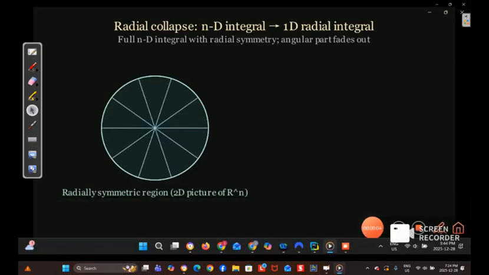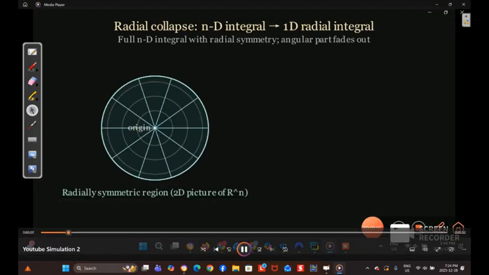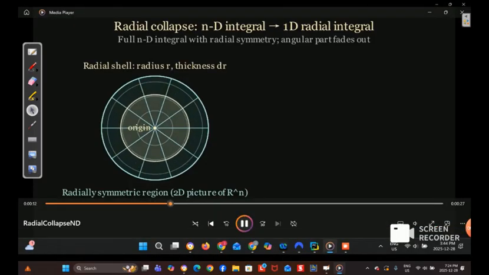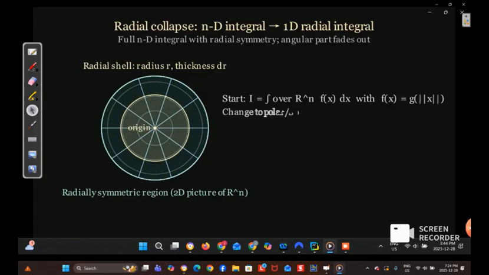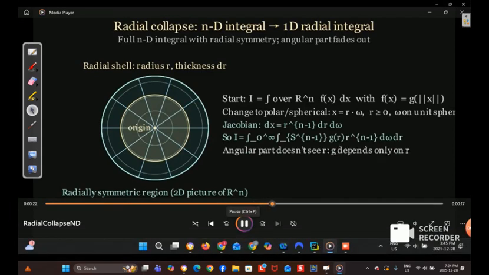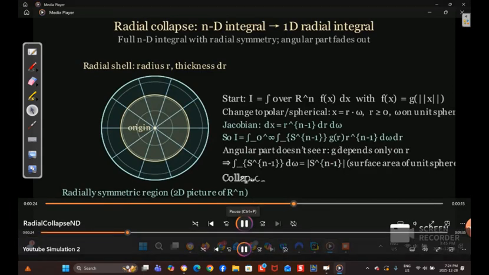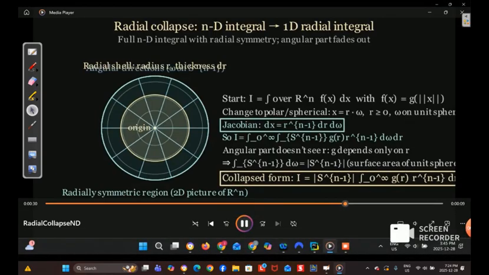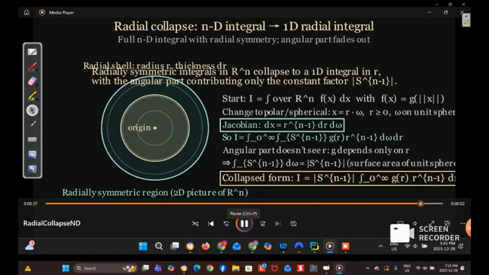So we have an n-dimensional integral here, which implies a one-dimensional radial integral. What this is saying is that if we have a radial shell with radius r and thickness dr, so I'm getting really into the geometry of the integral here, you have concentric circles of this radial shell, and it's going to be radially symmetric along the 2-dimensional region, or whatever dimensional region in Rn.